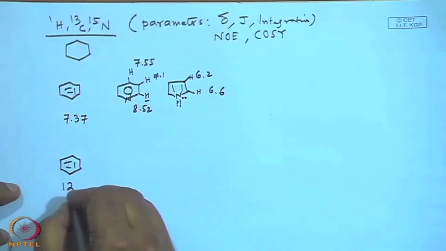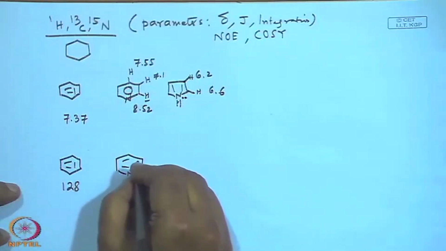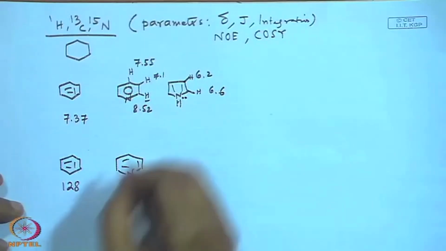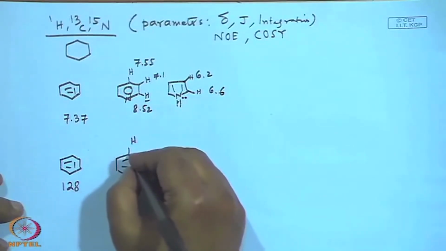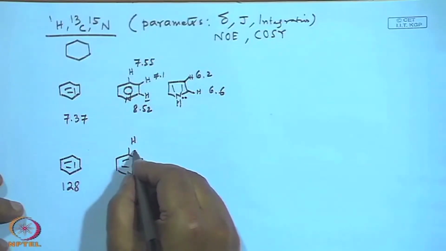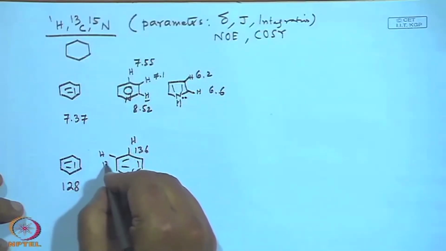A few minutes ago I said, fine. Now, let us say you are suspecting a pyridine derivative, what do you expect? Pyridine derivative, at downfield. Okay, let us see how much it is. Let us say the remotest carbon from nitrogen is 136, and this one is 124.